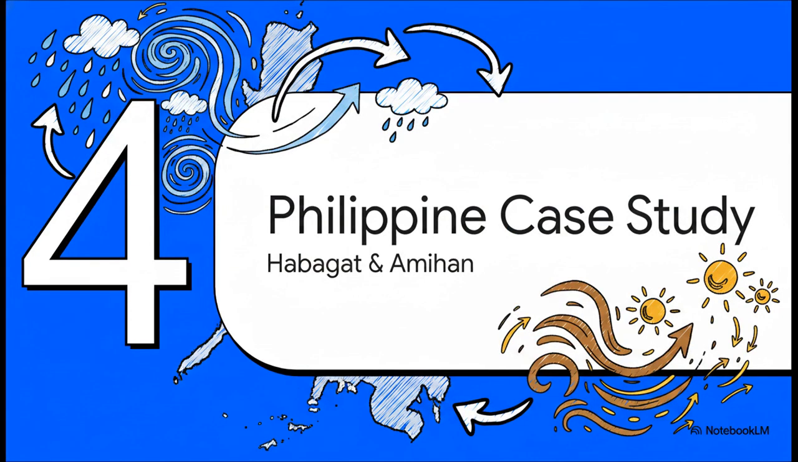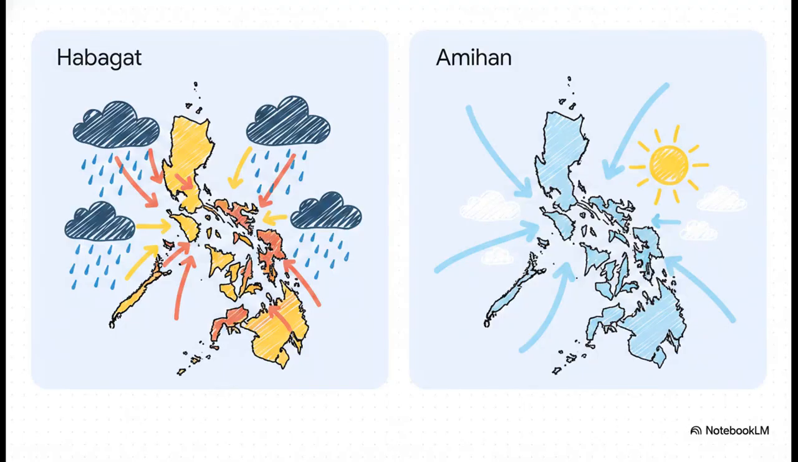So let's zoom right in on the Philippines. We're going to see exactly how this global circulation engine creates their distinct local rainy and dry seasons. The Philippines has 2 major seasons that are totally driven by the monsoon system. They're known locally as Habagat and Amihan. And really, they're just 2 different faces of the same large-scale atmospheric circulation. But they bring drastically different kinds of weather.